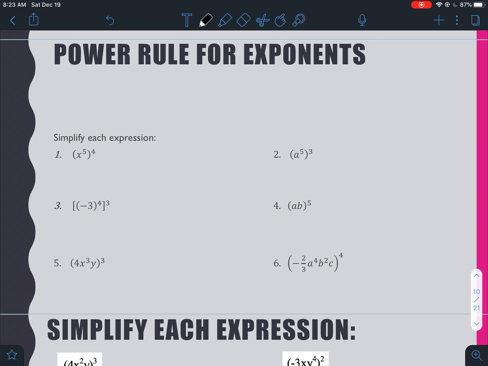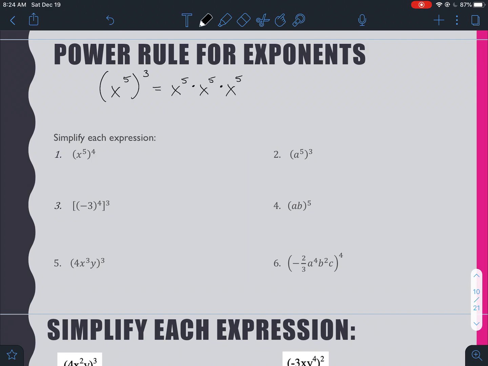Power rule for exponents is when you have an exponential expression raised to an exponent. So if you have something like x to the fifth raised to the third power, you're going to have parentheses and an exponent on the outside of the parentheses. That's called the power rule. Well, again, when in doubt, you can write it out. So this means x to the fifth 3 times. So this is x to the fifth times x to the fifth times x to the fifth.